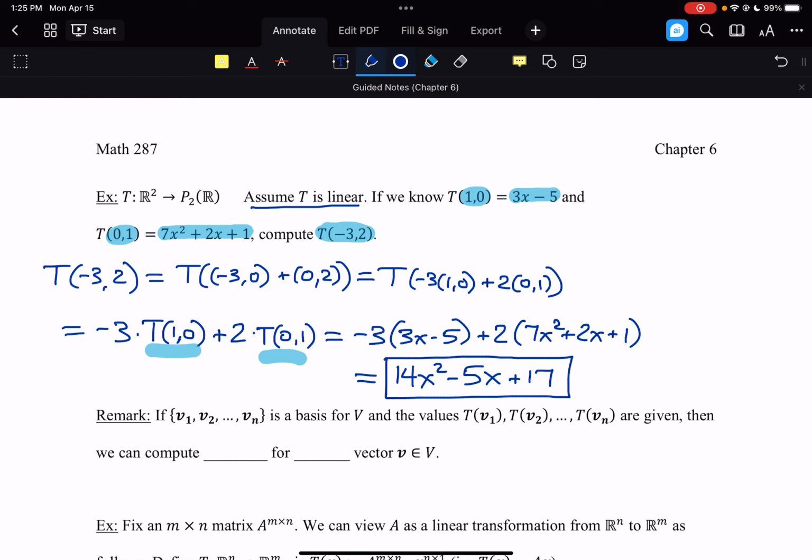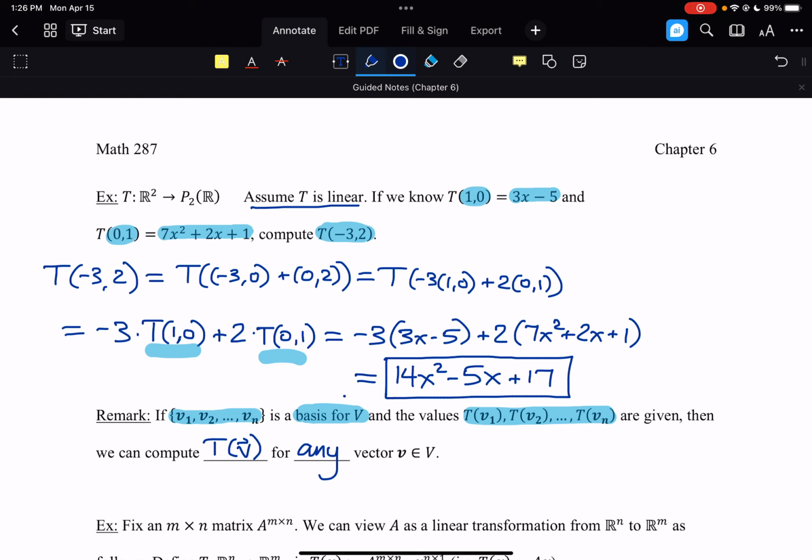So we were able to find the transformation of this vector by putting it in terms of the other two vectors that we already knew. Okay, and this property is going to hold true for more than just ordered pairs and polynomials like this. In the remark we have right here, if this set of vectors v1 through vn is a basis for V, and the values of the transformations of that basis are given, then we can compute the transformation of a vector v for any vector v in the vector space.